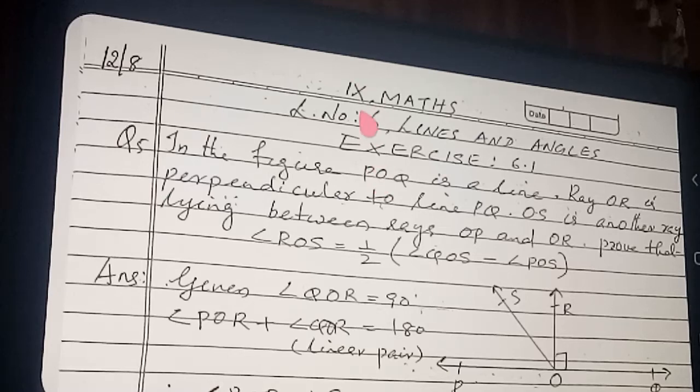All of you, today we will start with lesson number 6, Lines and Angles, Exercise 6.1. Questions up to 4 we explained yesterday. Now question number 5, all of you read. It is also a rider type of question. Prove that. Rider type of question.